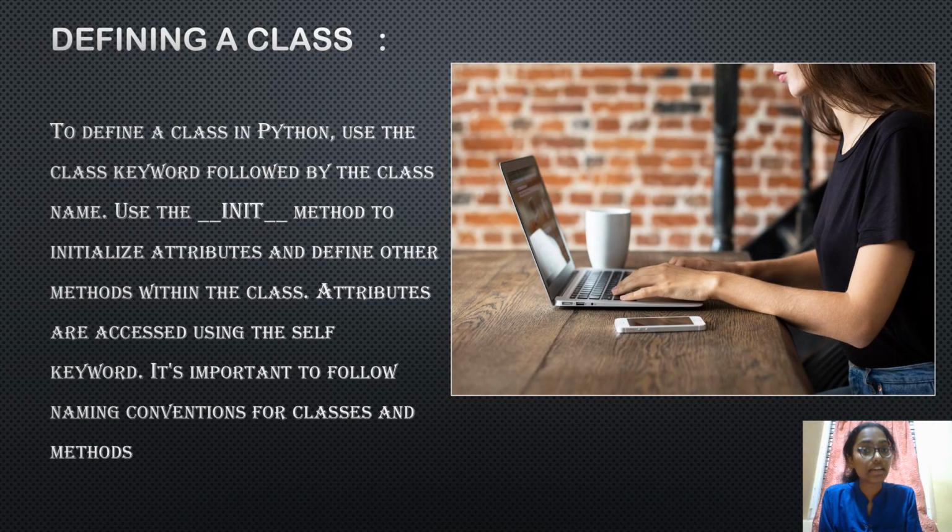So at first, let's define a class. To define a class in Python, use the class keyword followed by the class name. Use the __init__ method to initialize attributes and define other methods within the class. Attributes are accessed using the self keyword. It's important to follow naming conventions for classes and methods.